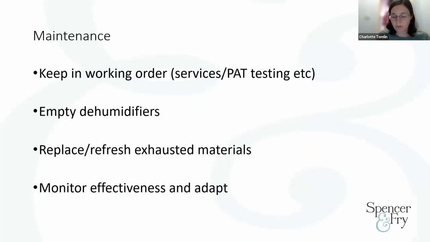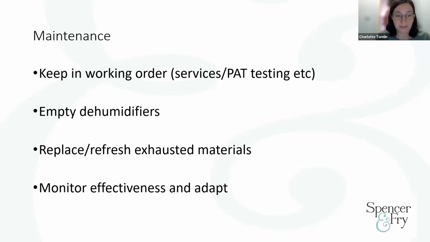So that's an overview of the main systems used to control RHT and light. But again, as with monitoring, it really needs maintenance to ensure that the control happens effectively. So you need to keep all these systems in working order, particularly for electronic things. You need them to be serviced, PAT tested, etc., to keep working.